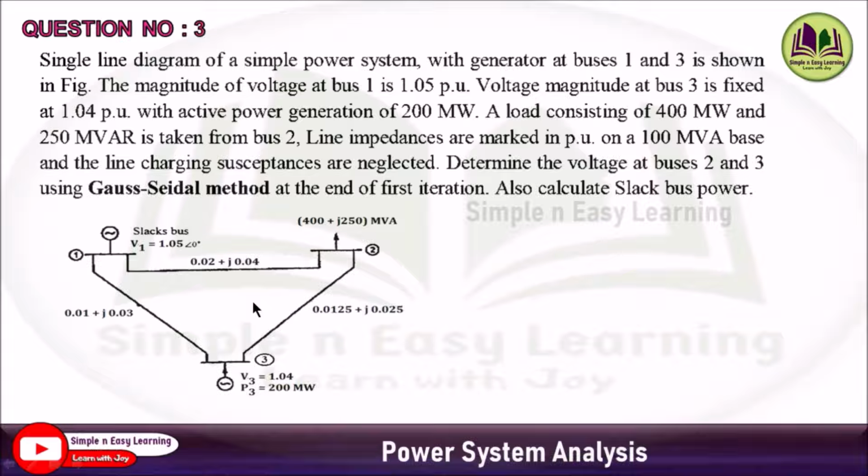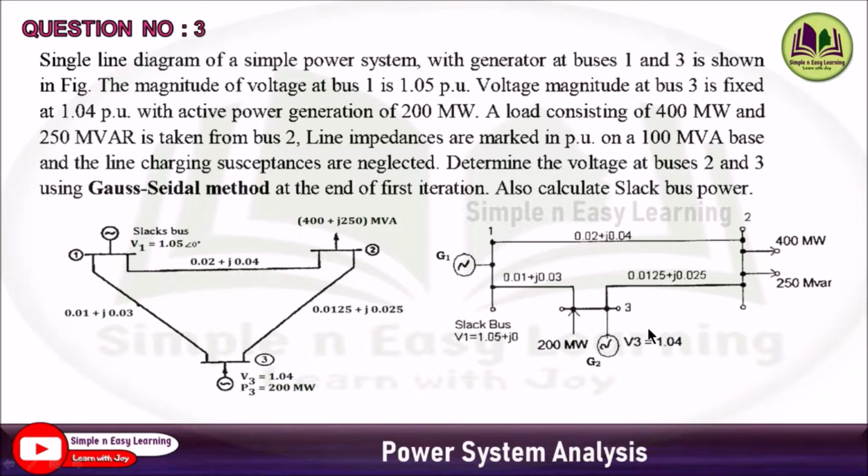So this is a very important problem. In some cases, instead of this diagram, they will give a diagram like this also. Both diagrams are same, the shape of the diagram alone differs. So in this problem, finally they also asked to find the slack bus power. So this is a third priority.